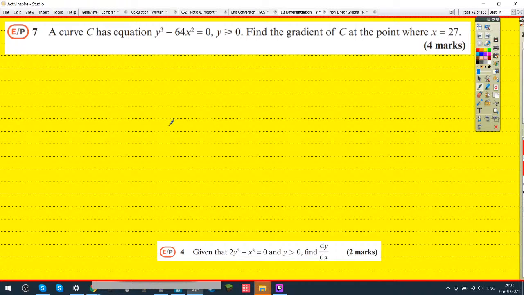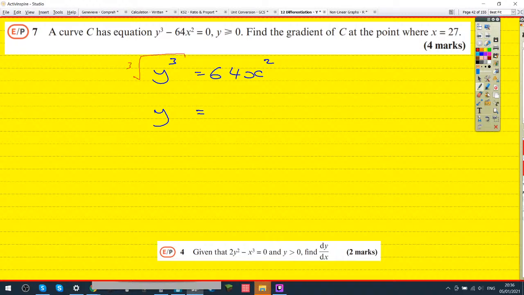So can we minus y cubed on both sides? Yep, or you can add 64x squared on both sides. Okay, which gives you y cubed equals 64x squared. And then can we square root both sides? Cube root. Yep. But if you cube root, would that get rid of x on the right? No.